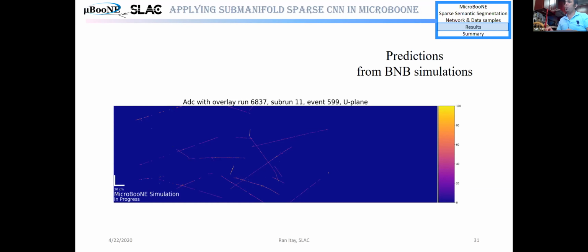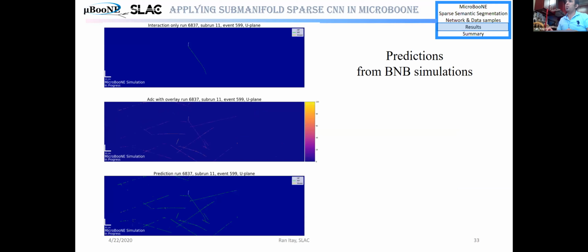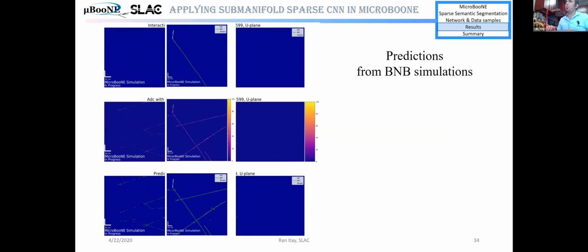If not, I'm moving on. So the interaction is actually here. This is an example of a 1 mu, 1p interaction. And again, this is the scheme. If I zoom in, now it's clear to see where the interaction actually happens. So this performs quite well on the full BNB simulation that we have.